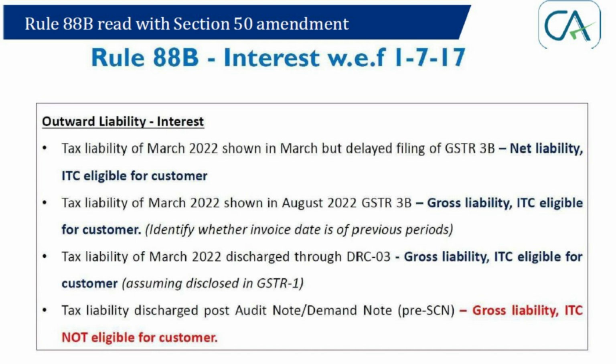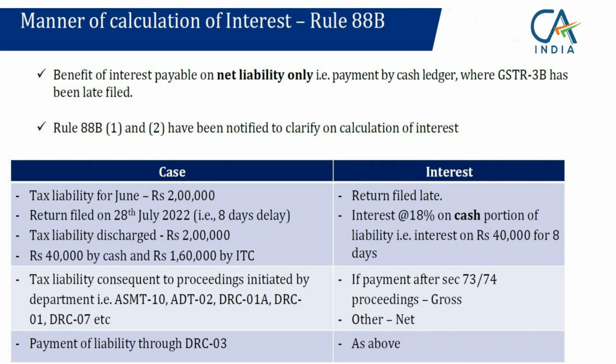We are going to see by examples, not by theory. Let us see this example. Tax liability for the month of June is 2 lakhs. When is the return filing date for June? The return filing date for June is July 20th, but the return has been filed on 28th of July, 8 days delay, clear cut. Tax discharged: 2 lakhs discharged. How discharged? 40,000 by cash and 1,60,000 by ITC. Now, sir, 8 days delay, section 50 subsection 1 read with rule 88B.